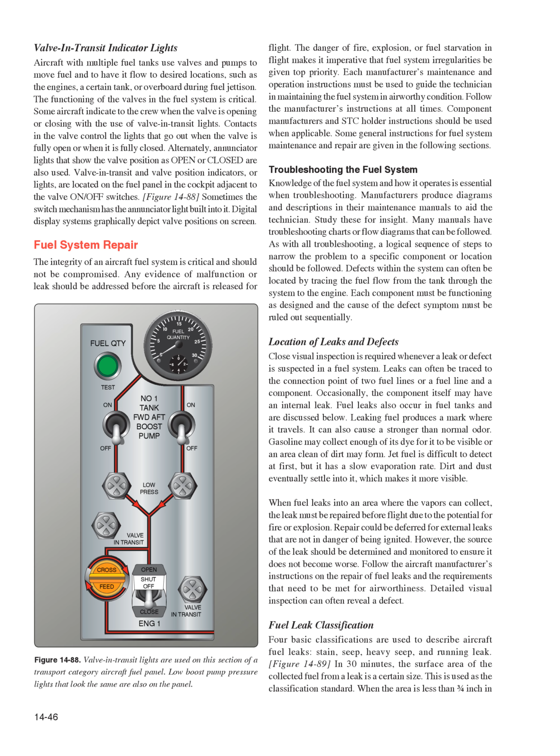Some aircraft indicate to the crew when the valve is opening or closing with the use of valve in transit lights. Contacts in the valve control the lights that go out when the valve is fully open or when it is fully closed. Alternately, annunciator lights that show the valve position as open or closed are also used. Valve in transit and valve position indicators, or lights, are located on the fuel panel in the cockpit adjacent to the valve on/off switches. Figure 1488, sometimes the switch mechanism has the annunciator light built into it. Digital display systems graphically depict valve positions on screen.